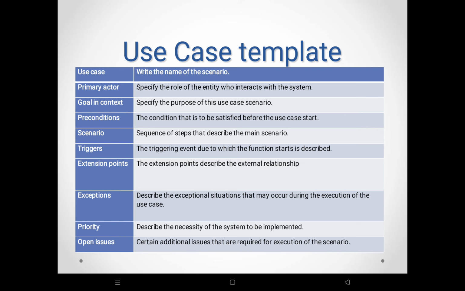In a library management system, who interacts with the library management system? A faculty or a student. Okay, the faculty or a student is called the primary actor, right? So the primary actor specifies the role of the entity who interacts with the system. Okay, the next one is goal in context. What do you mean by goal in context? What is the purpose of the use case scenario? The goal in context represents or specifies the purpose.